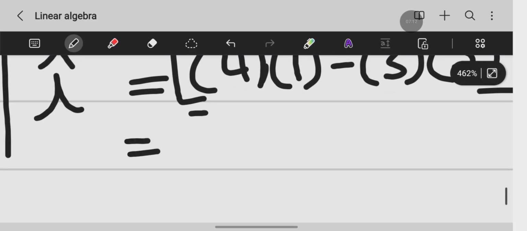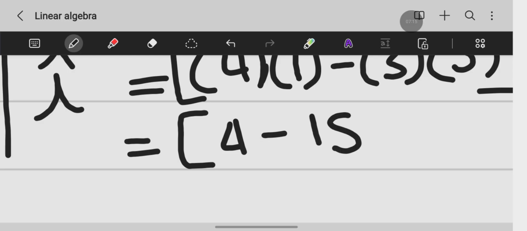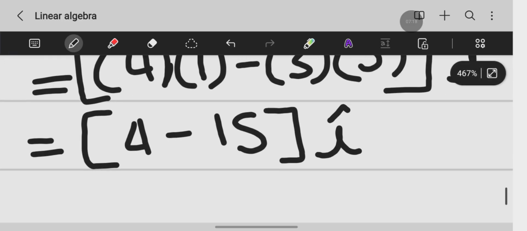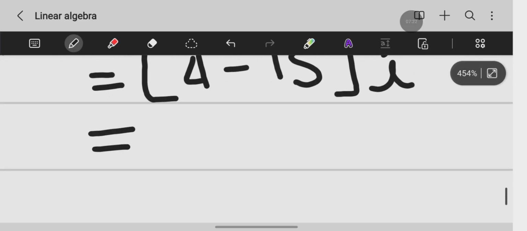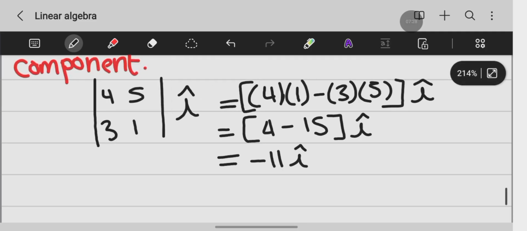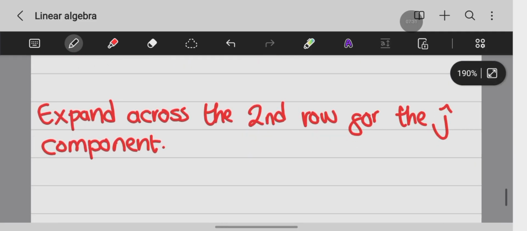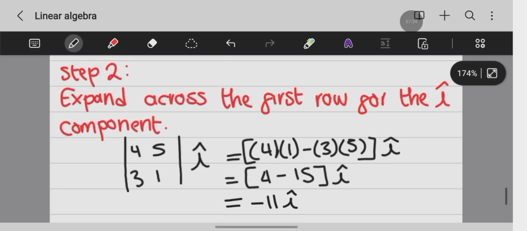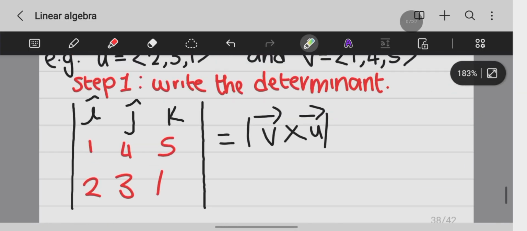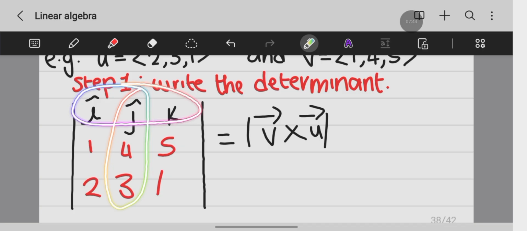Right? Calculating this, you would have 4 minus 15 I, or unit vector, which 4 minus 15, I think it's negative 11 I, right? And then secondly, we have to expand across the second row for the j component. So what you do is you come here, you go by where j is, and whatever that is within J, as in the columns and the rows, we don't want that. We want whatever that's left, and we're going to make a matrix out of that. So in this case, you have 1, 5, 2, 1.